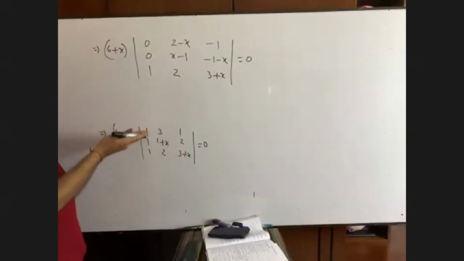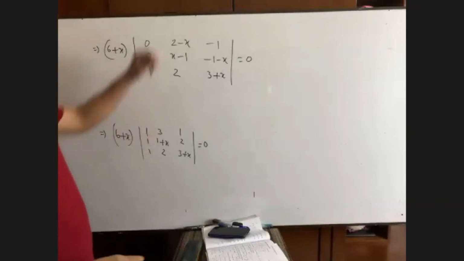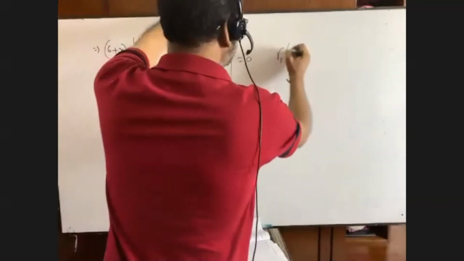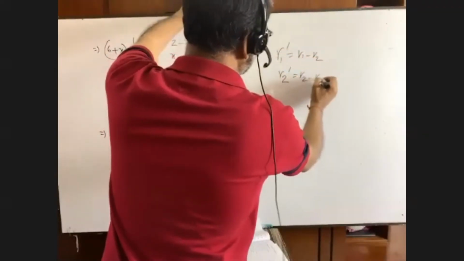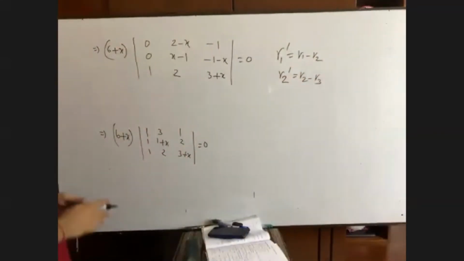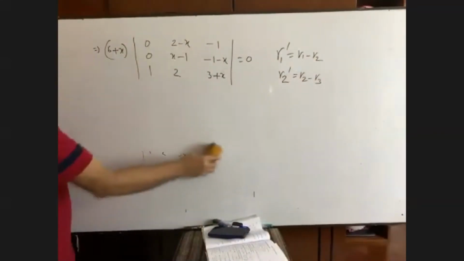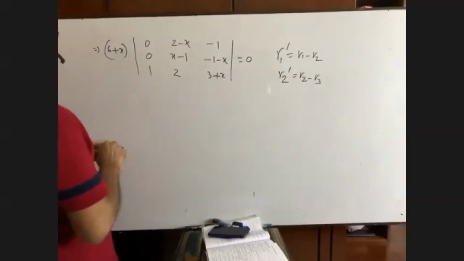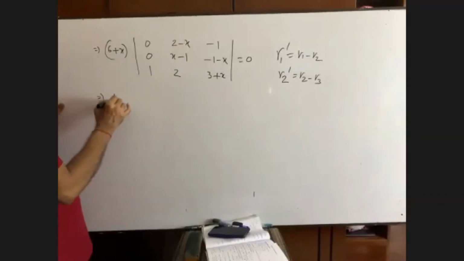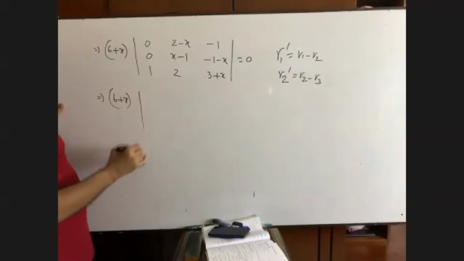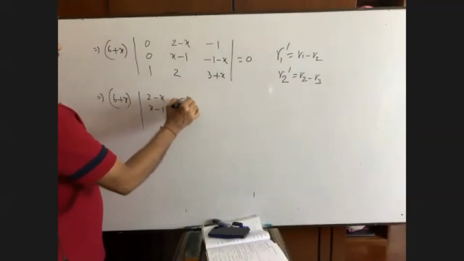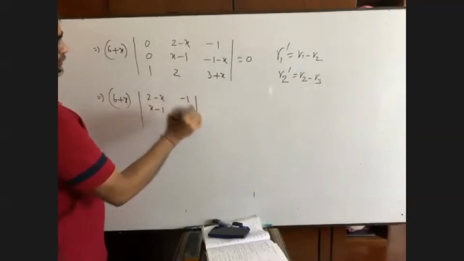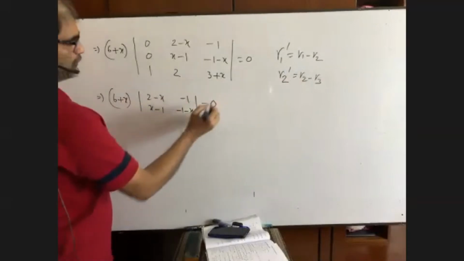What I have done, 1 and 1, up, down, that is row. Remember, up and down, that is row. So row 1 is equal to row 1 minus row 2. Row 2 equals row 2 minus row 3. Like the previous math, you can solve it. 6 plus x here, 2 minus x, x minus 1, minus 1, minus 1, minus x. Do it. Is equal to 0.